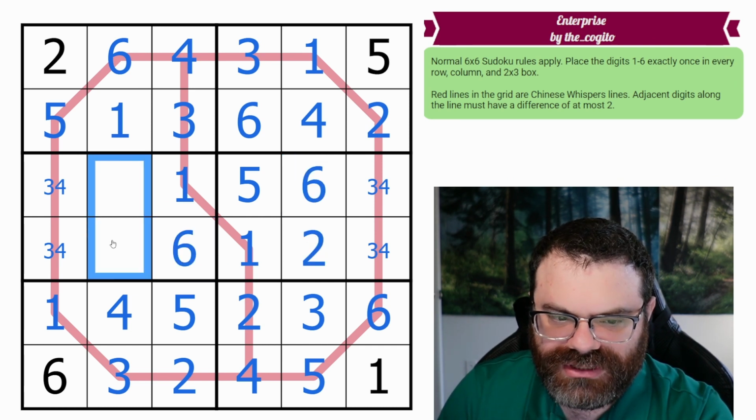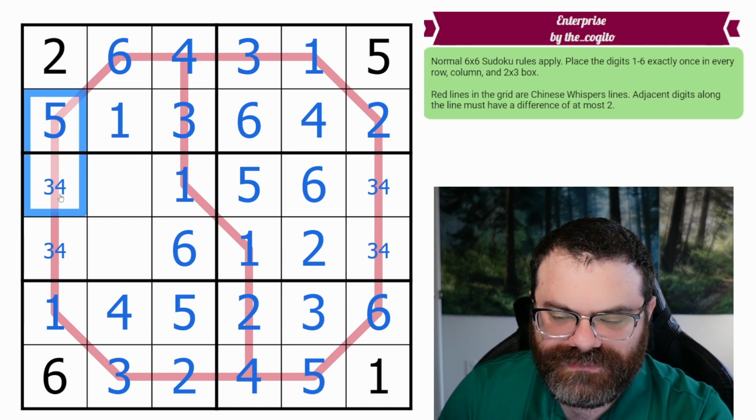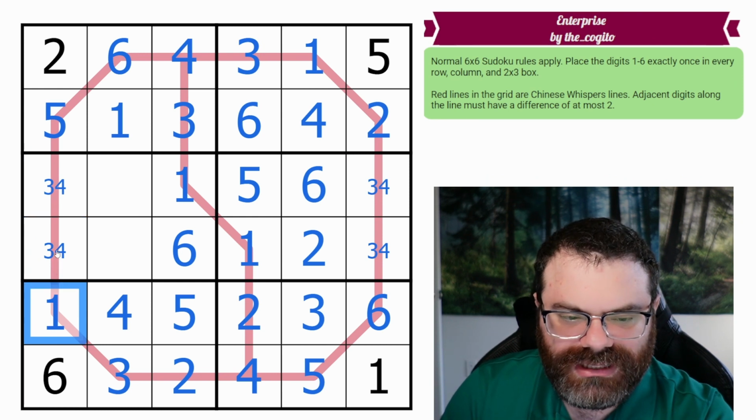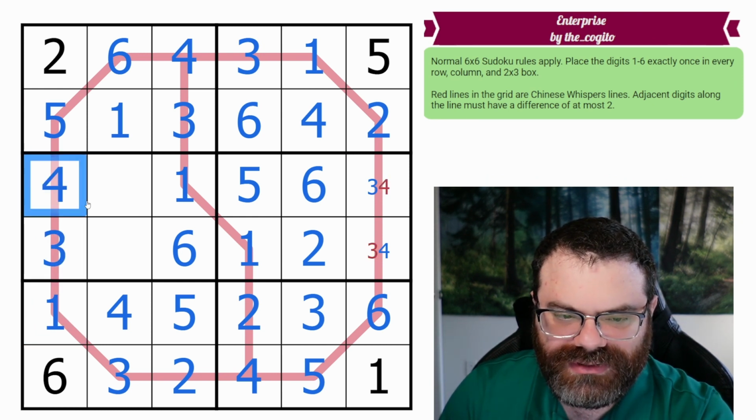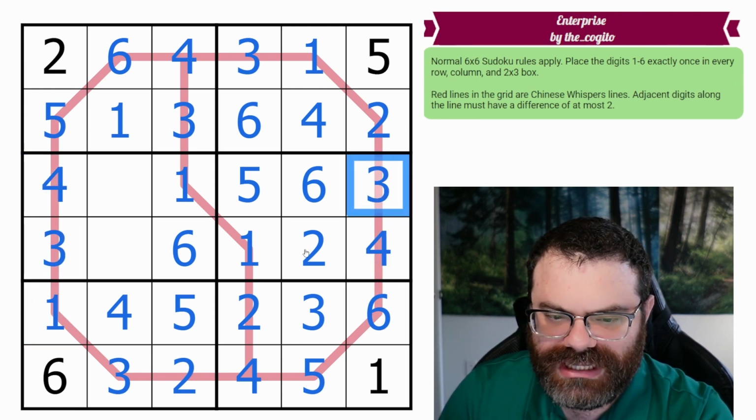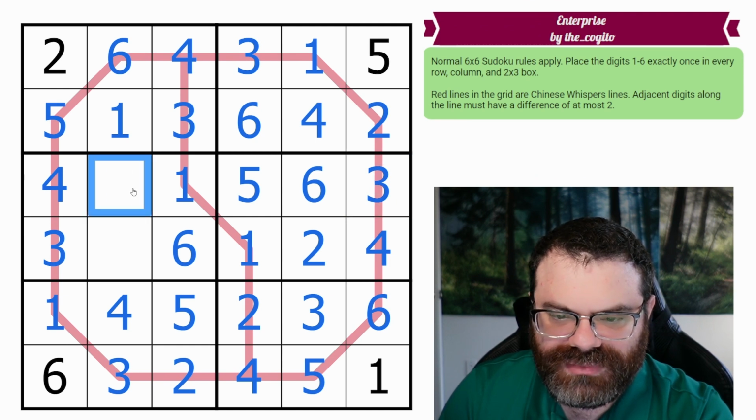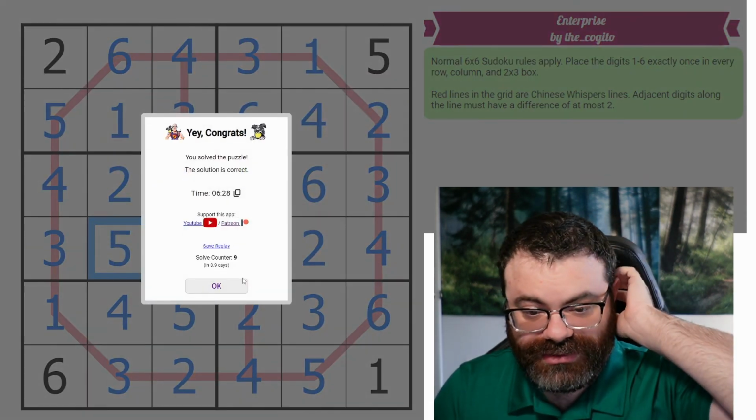Hopefully this 3, 4 gets resolved. Oh, the 3, 4 is resolved by the 5 and the 2. Or sorry, no, it's not. Oh, it's resolved by the 1. Here we go. This 1 has to see the 3 and the 4, and that gives us the 4 and the 3. And then over here we have 2 and 5 to place, and we're done. It's the correct solution as well. Nice.